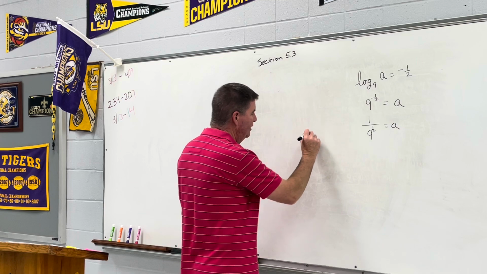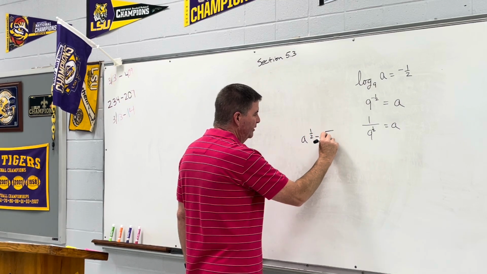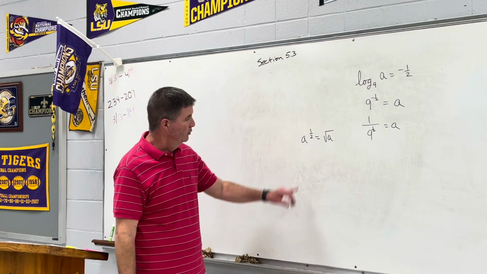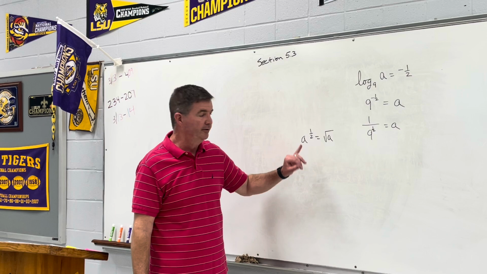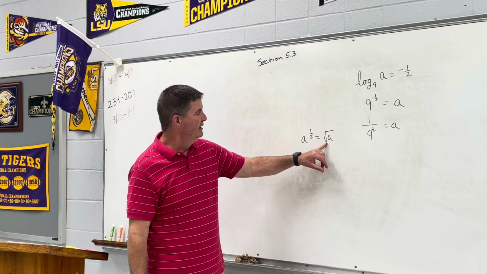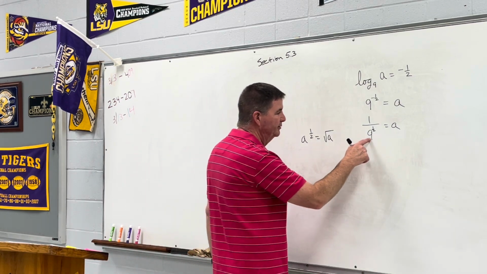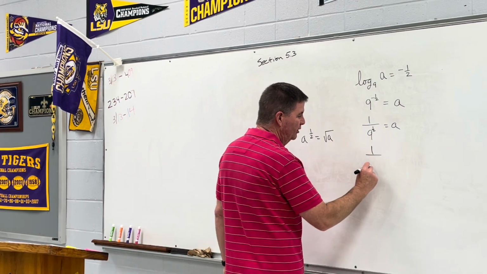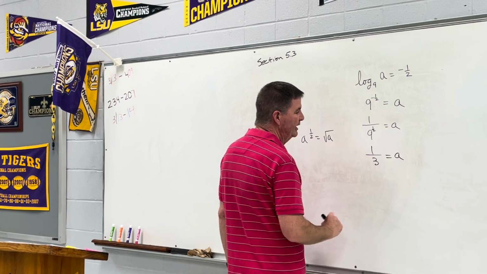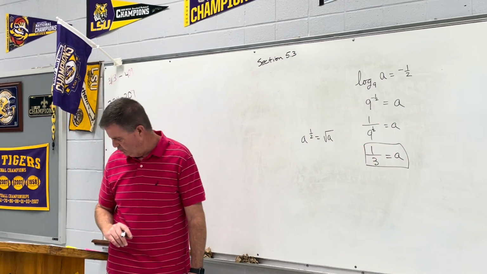The 1/2 power is also the square root. 1/2 power represents a square root. 1/3 power would represent the third root. 1/4 power would represent the fourth root. So another way of writing it would be the square root, in this case, the square root of 9. So this would be 1 over the square root of 9. The square root of 9 is 3. So therefore, A equals 1/3.